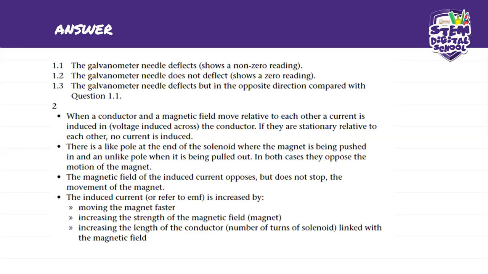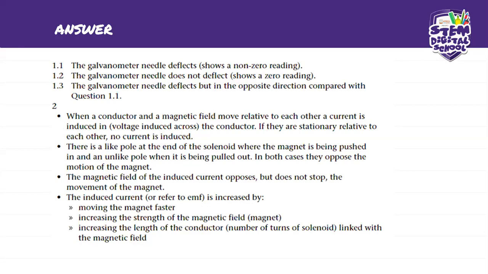The magnetic field of the induced current opposes but does not stop the movement of the magnet. Why is that, guys? Because the magnet is the mechanism that is releasing the magnetic field. So as much as the induced current opposes, it doesn't oppose the magnet, it opposes the magnetic field. So you must take note of that.